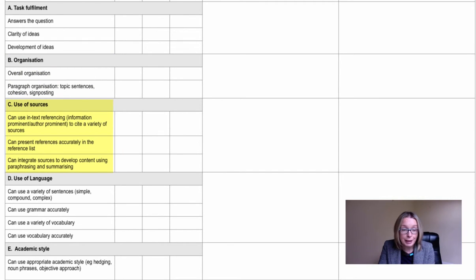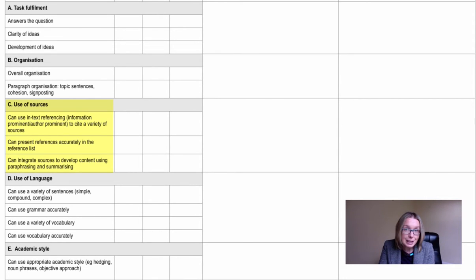Since we are talking about academic assignments, the use of sources is an important criterion, and this is something that many students may be new to, because references to sources are not required, for example, in IELTS written tasks. What we are looking for here is the student's ability to use source texts to support and develop their ideas. The ideas from the sources can be integrated in the form of direct quotations, but preferably paraphrases and summaries.